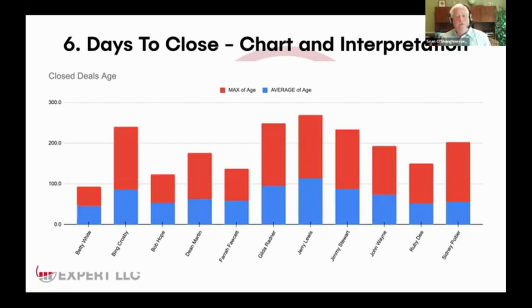Bob, pretty good. Farrah's pretty good. John's pretty good. You know, maybe Gilda and Jerry Lewis and Jimmy Stewart, maybe why does it take so long? What's taking so much longer than Farrah and Dean and Bob? So maybe we have that discussion, right? We start to understand that. So I'm 6 in, I got 4 to go.